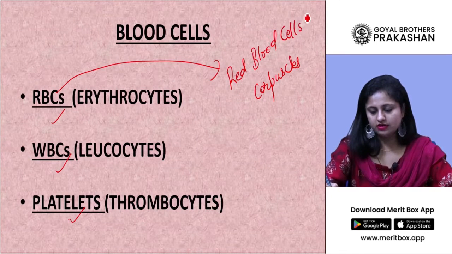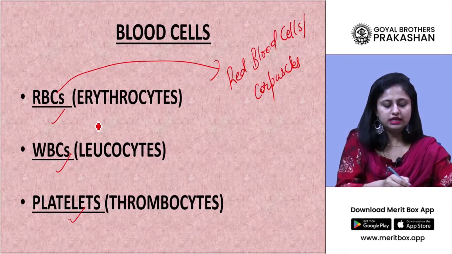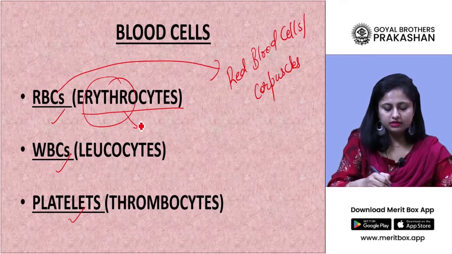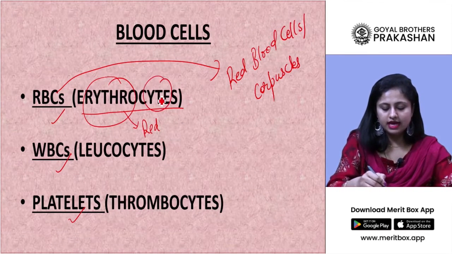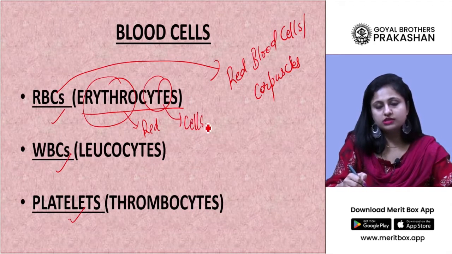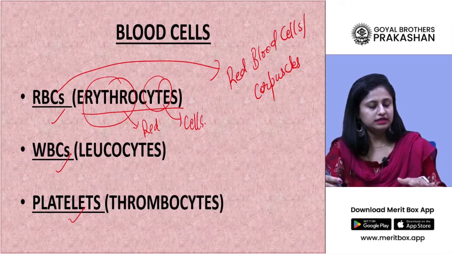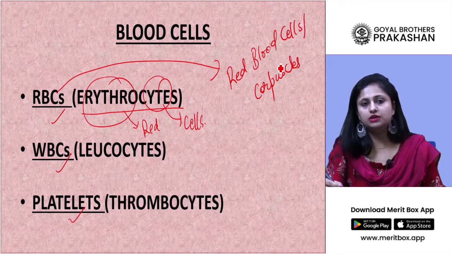Red blood cells or red blood corpuscles are also known as erythrocytes. Here erythro means red in color and cytes means cells. So those cells which are red in color in our blood are the type called RBCs, red blood cells.